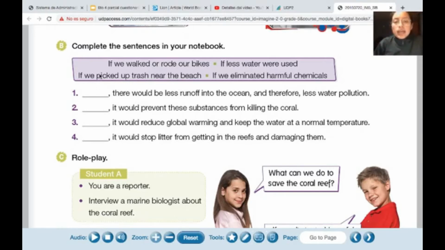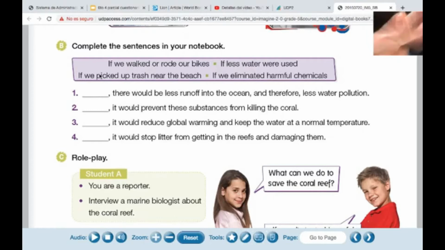Listen. If less water was used, there will be less runoff into the ocean and therefore less water pollution. Number 2. Listen again and write. If we eliminate harmful chemicals, it would prevent these substances from killing the coral.